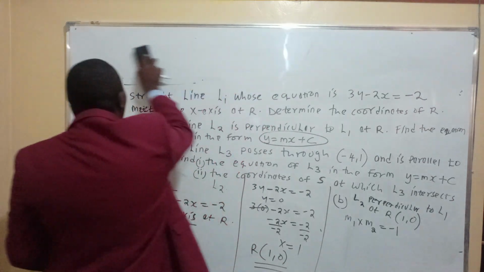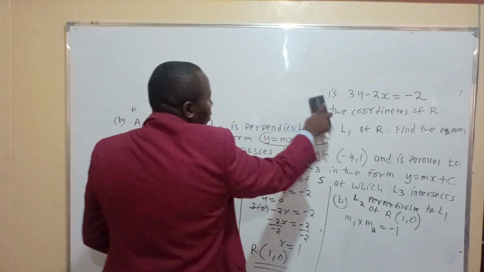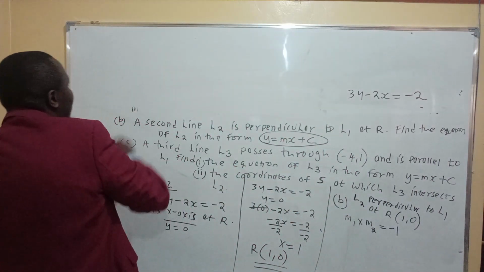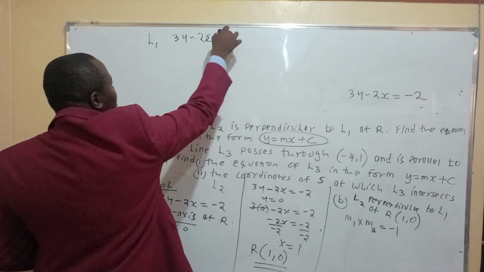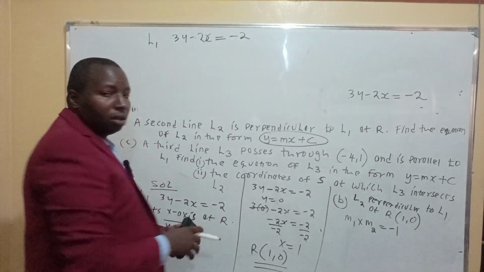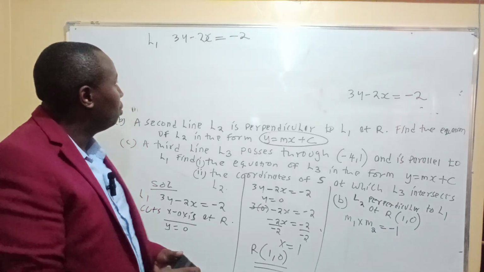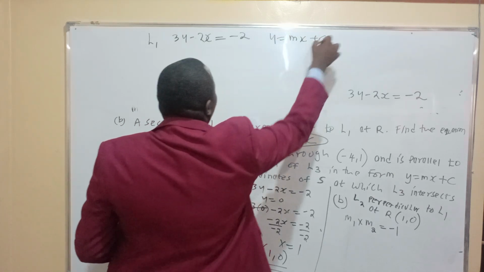The gradient of the first line. So R1, our R1 here, is 3y minus 2x equals -2. Can you write this equation in the form y equals mx plus c?